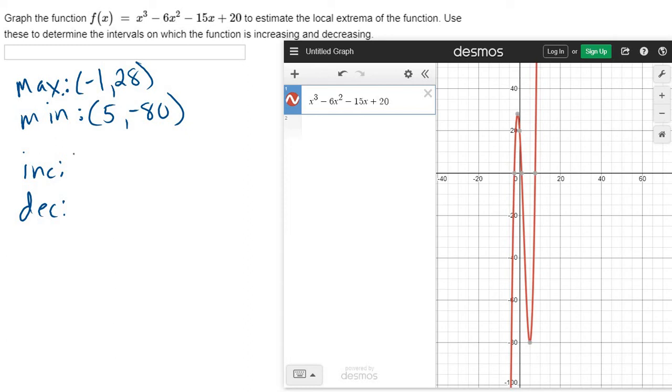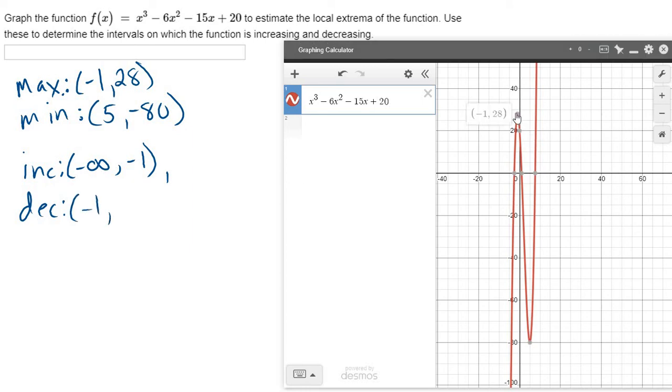So my very first one, from negative infinity, because these x values would go way out to negative infinity, it's increasing until we get to x equals negative 1. These are always going to be open intervals, by the way, so don't use brackets. And then it decreases from negative 1, right? It turns and goes down to 5. Notice again, I'm using the x values. So over this interval of x values, it's decreasing. And then it turns and increases again, doesn't it? From 5 to positive infinity.